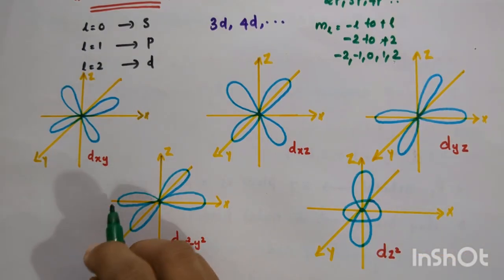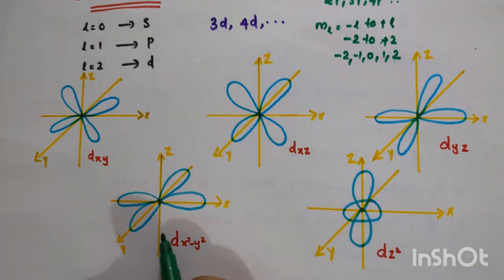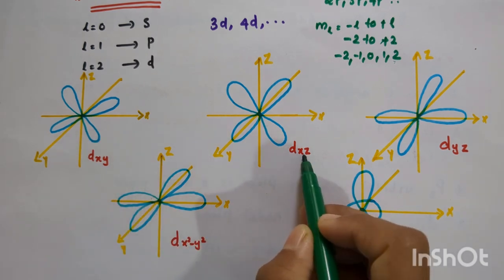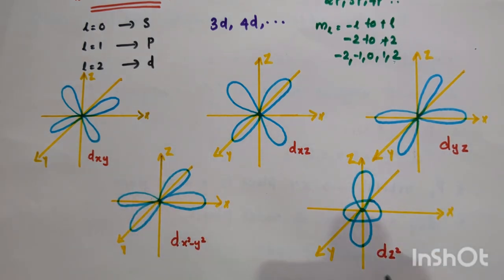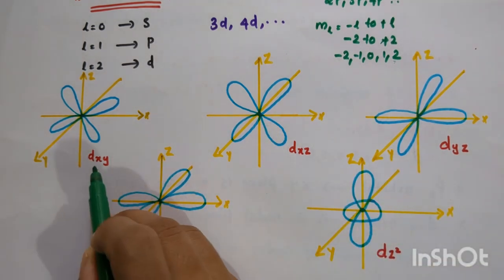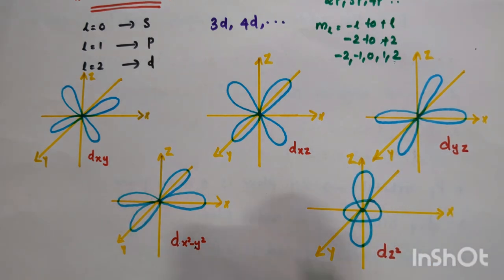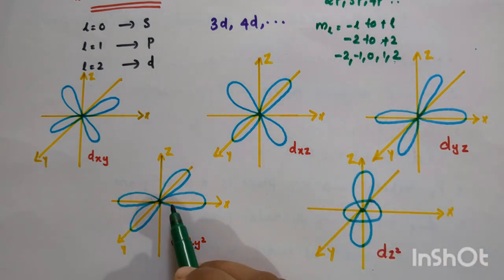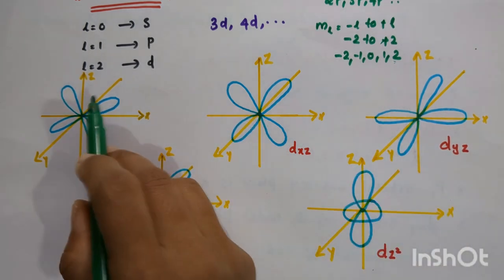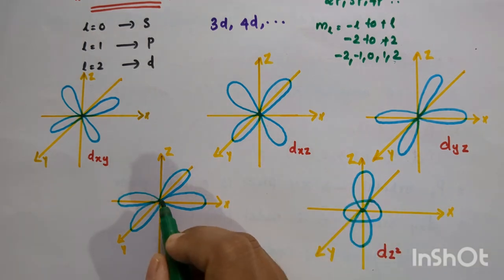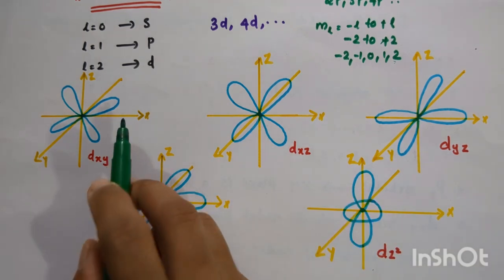You see, the boundary surface diagrams of the d orbitals are shown here. This one is for dxy, this one is for dxz, dyz, dx square minus y square, dz square. So the 5 d orbitals are designated as dxy, dxz, dyz, dx square minus y square, and dz square. The shapes of the first 4 d orbitals are similar, but the 5th one, dz square, has a shape different from the others.